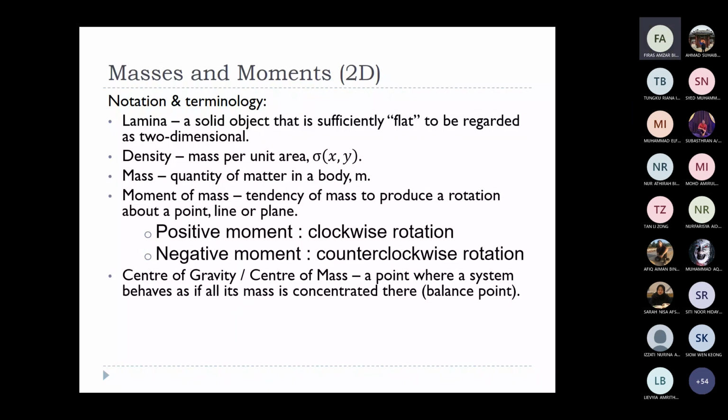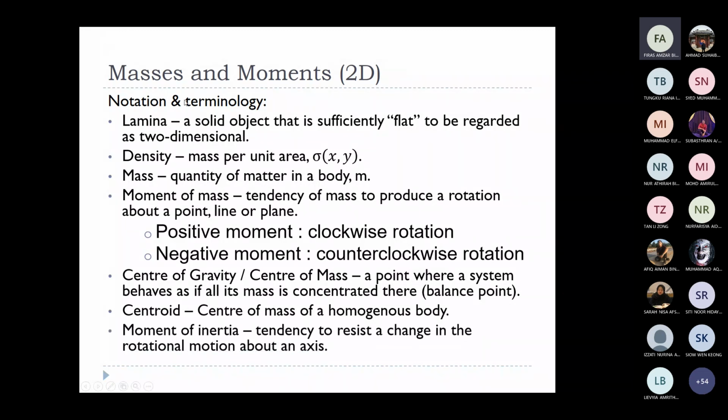Okay. And the center of gravity or center of mass is a point where a system behaves as if all its mass is concentrated there. So center of gravity ni pusat lah, pusat sesuatu jisim atau sesuatu objek. So kalau macam awak, kita ada kan pusat dekat tengah-tengah kat perut tu. So it's something like that, where the center is located. Okay. Centroid is the center of mass of a homogeneous body, meaning that when you have the same item or the same body, so we will find the center of the mass.